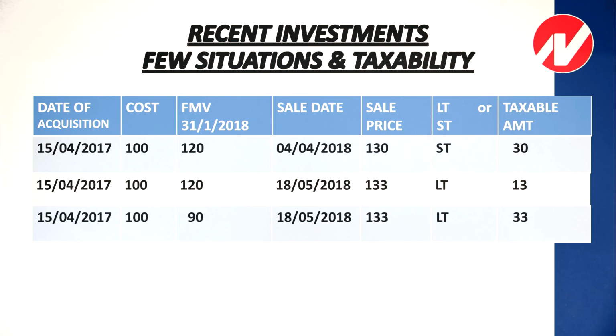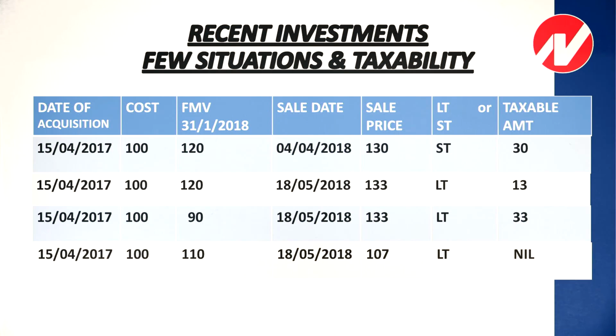Or B. In B we will take FMV on 31st January 18, 90, or sales price 133, whichever is less, that would be 90. If we take 90 compared with the cost 100, we will take whichever is higher, 100. My cost deductible will be 100. 133 less 100, my capital gain will be 33. If this 33 exceeds 1 lakh, this excess amount is taxable at the rate of 10%. Next, 15th April 17, 100 rupees share purchased. 110 is the fair market value on 31st January 18. 18th May 18 it is sold off at 107.